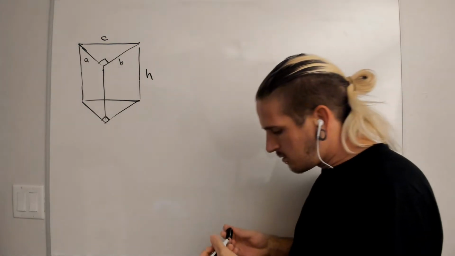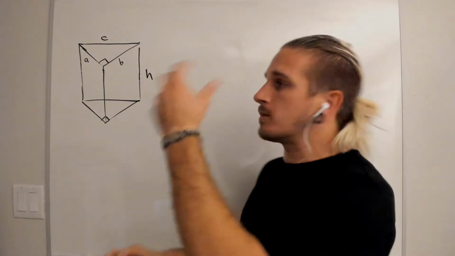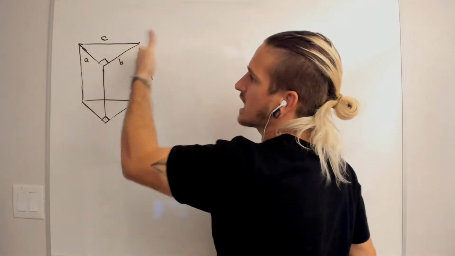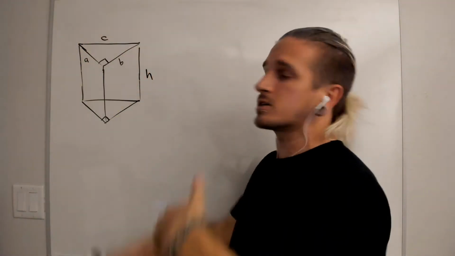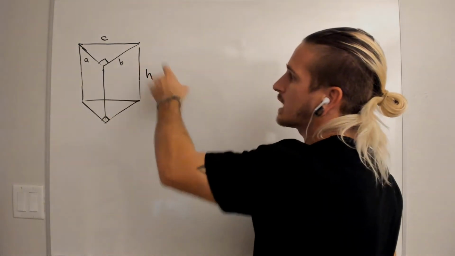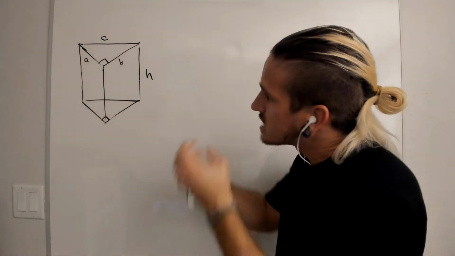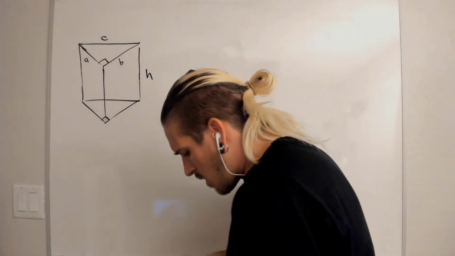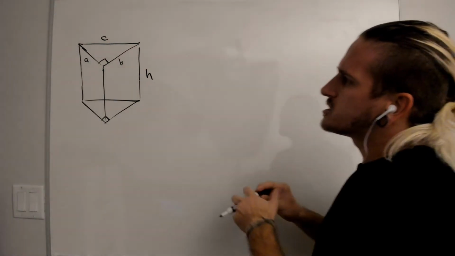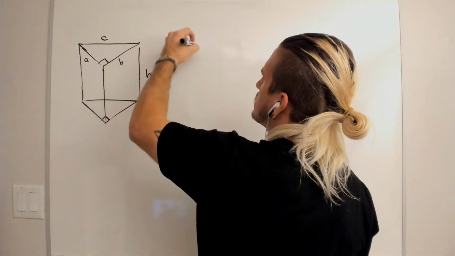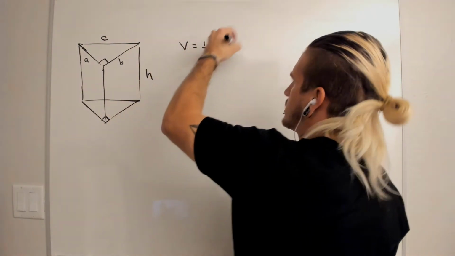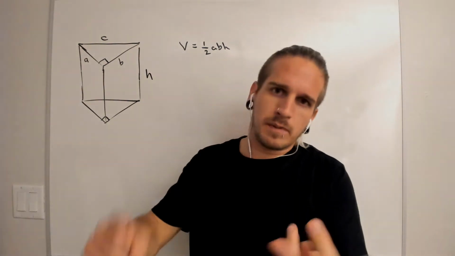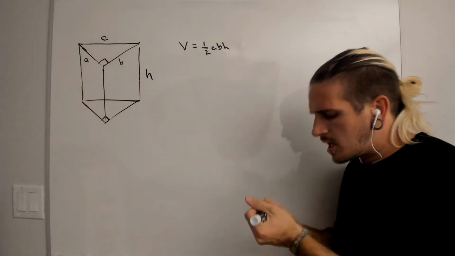So here we have a triangular prism, but more specifically the bases are right triangles. So I've labeled the sides of the triangle A, B, and C because we're going to use the Pythagorean Theorem, right? And then of course the height of the entire prism is h. So what we notice here is the volume. The volume here would be 1/2 ABH. Right? And so the volume depends upon A, it depends upon B, and it depends upon H.